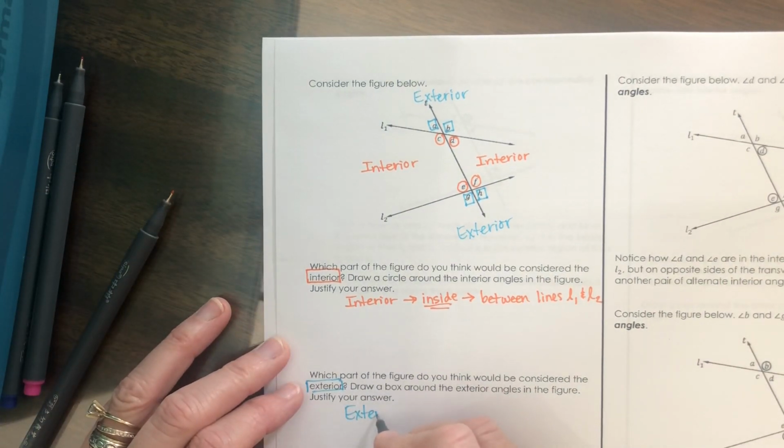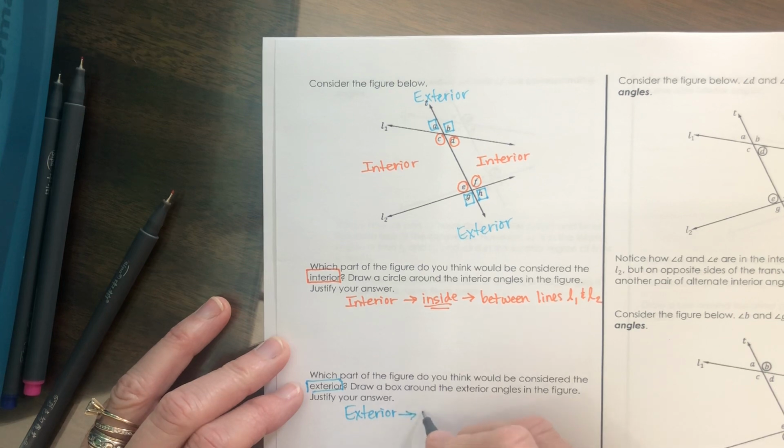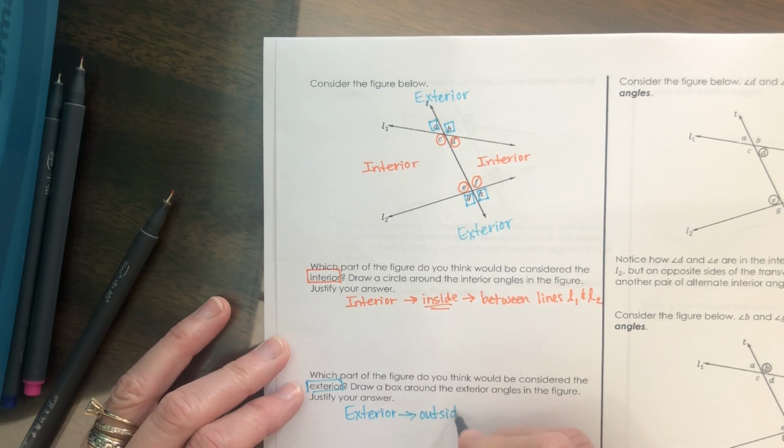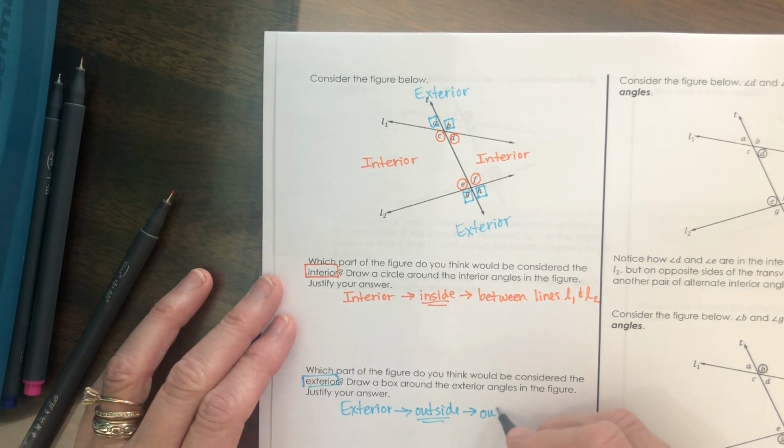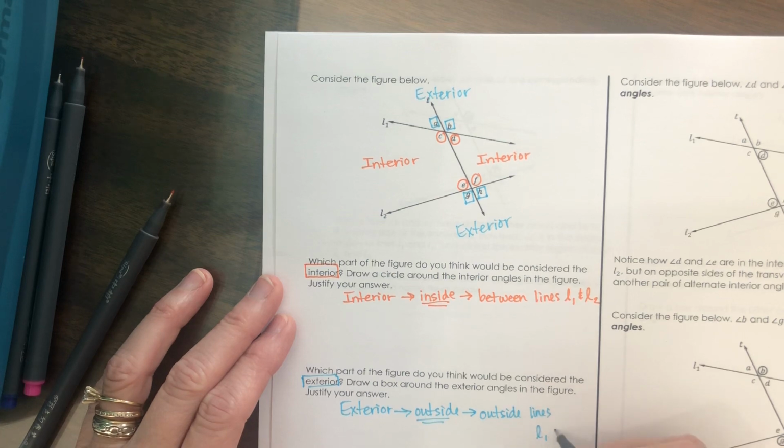Exterior means outside. It's outside lines L1 and L2.